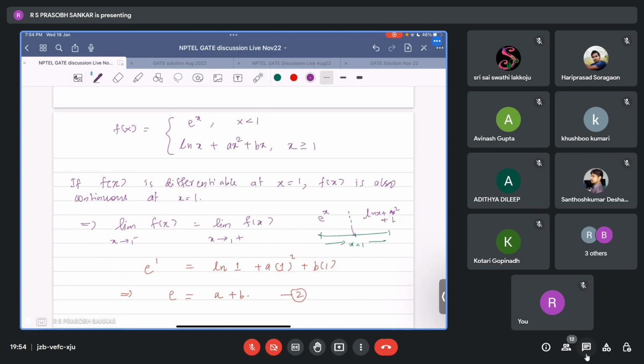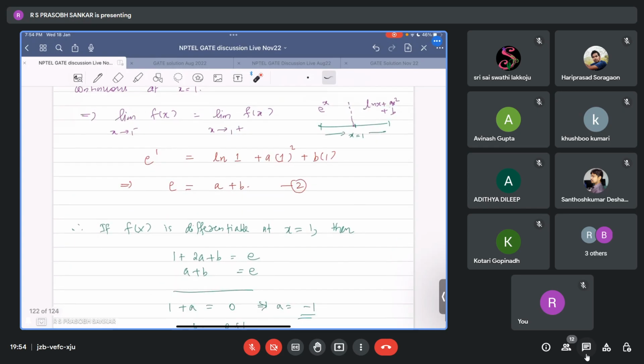Yeah, b. And since the function to the right is this one, the right hand limit is the same as ln of 1 plus a into 1 square plus b into 1. Basically, I'm putting x equal to 1 in this expression. That's it. So this means e equal to a plus b. So this is one of the options that is given in the question. So e equal to a plus b.